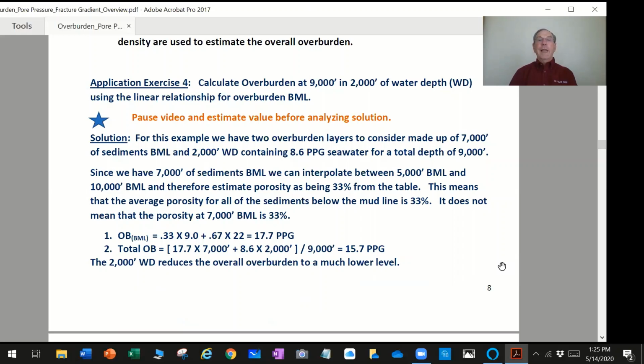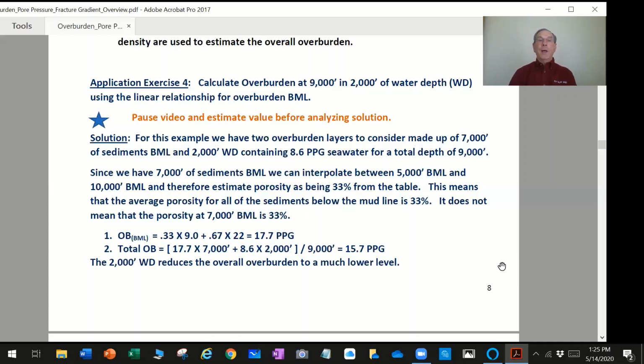For this example, we have 2 overburden layers to consider, made up of 7,000 feet of sediments below the mud line and 2,000 feet of water depth containing 8.6 pounds per gallon seawater for a total depth of 9,000 feet. Now, since we have 7,000 foot of sediments below the mud line, we can interpolate between 5,000 feet below mud line and 10,000 feet below mud line, and therefore estimate that the porosity as being about 33% from the table.